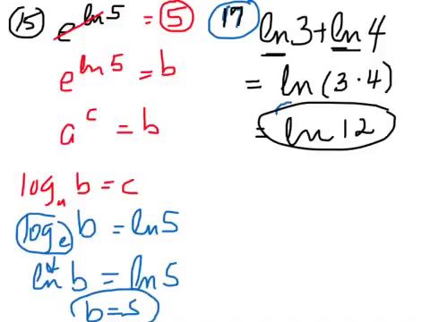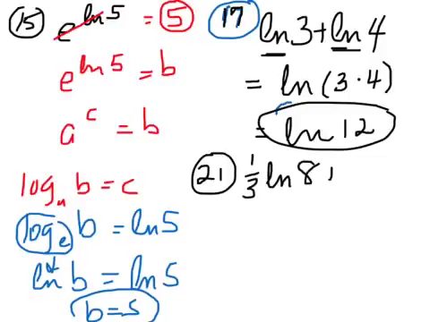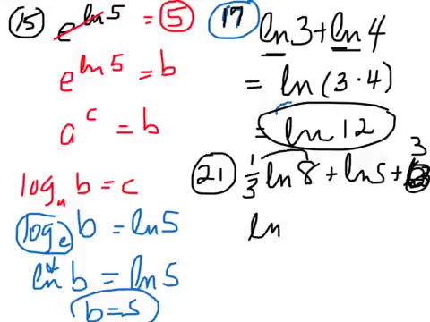I'll do 21 just because it's got a little exponent, and you go, what? And then look at it. You'll see what I mean. This is a 3. You're adding all this stuff together. Oh, not ln 3, it's just a 3. They're being all tricky again. First of all, you know that this 1/3, if it was out front, was on the 8. So that's ln 8 to the 1/3 power plus ln 5.